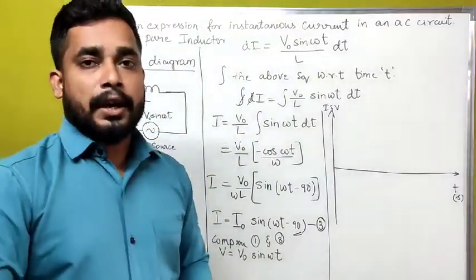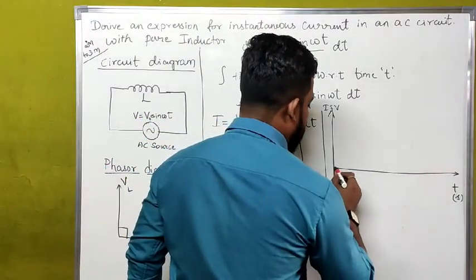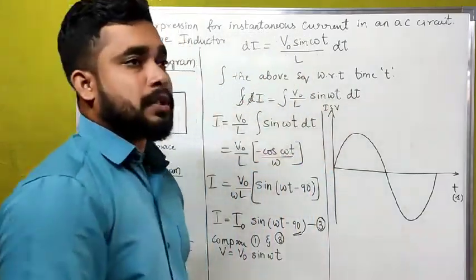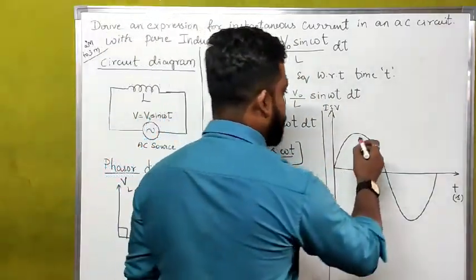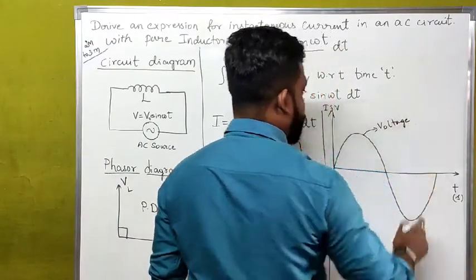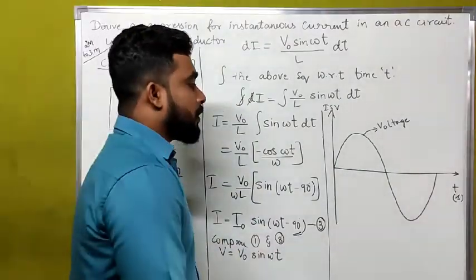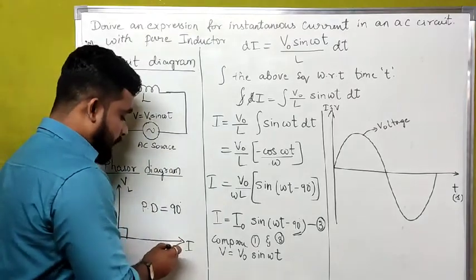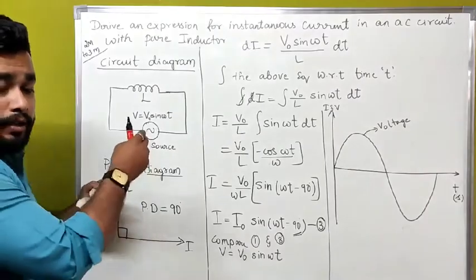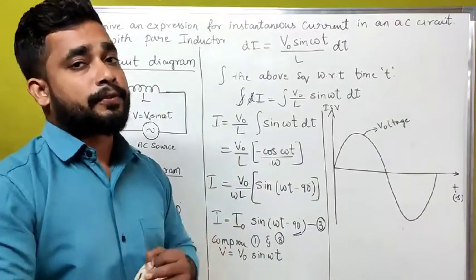The x-axis is the time scale and the y-axis is both the current and voltage scale. I am considering it like that. This waveform is the representation for voltage, the voltage waveform. Here the current lags behind voltage by a 90-degree phase shift, or the voltage leads current by a phase difference of 90 degree.